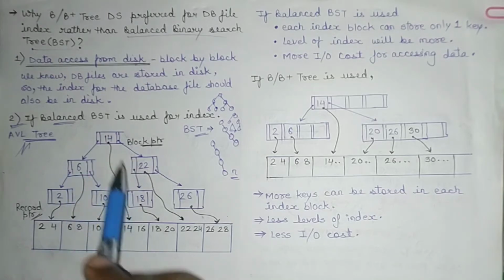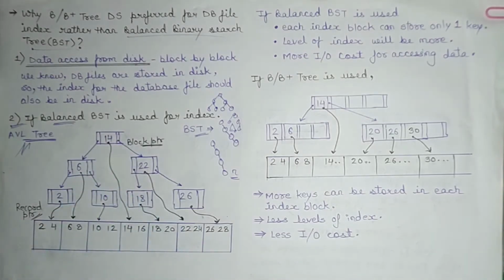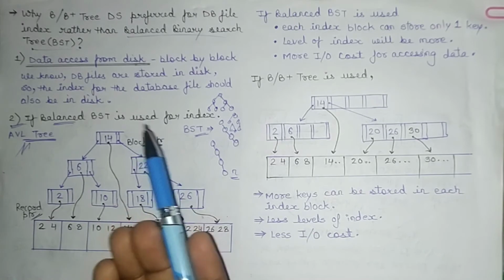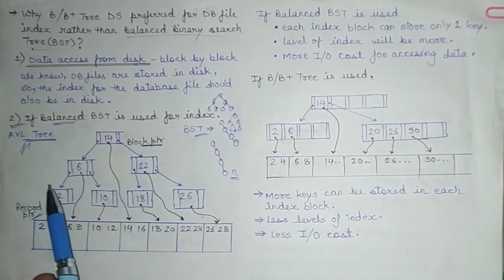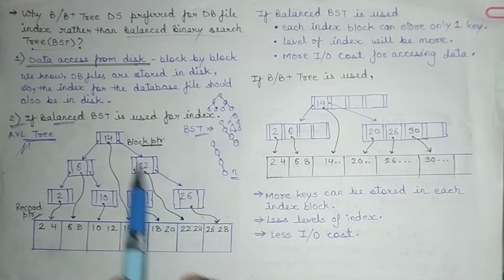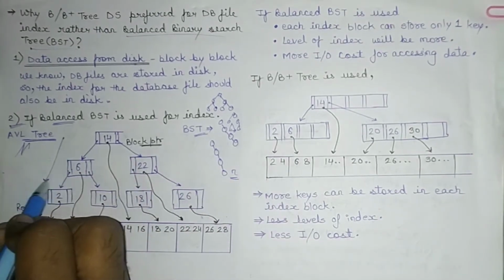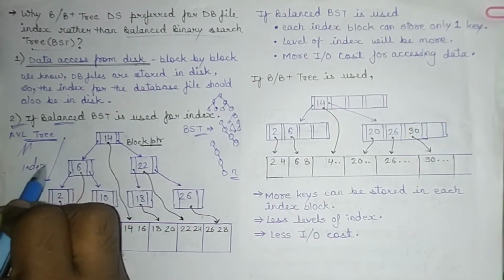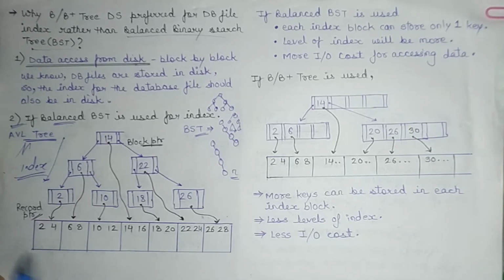So now the tree can be stored like this: 14. The values which are less than 14 will be on the left hand side, and the values which are greater than 14 will be on the right hand side. Similarly I have this particular tree. So this is indexing. This is how indexing should be done.